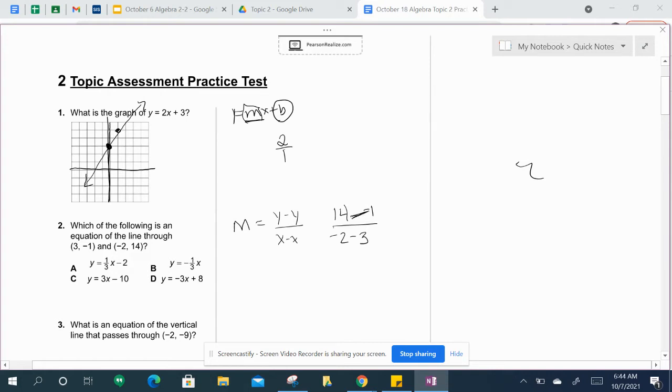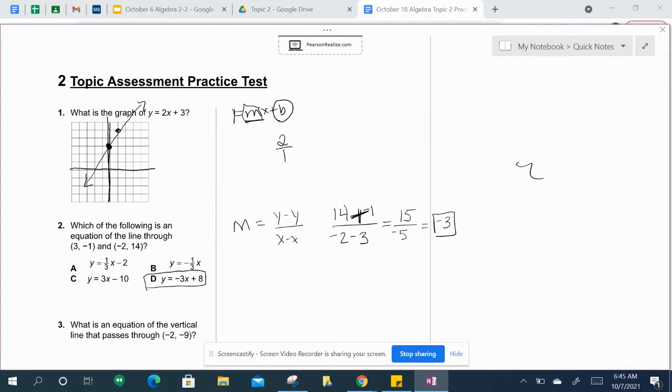When I see a double negative together, I'm going to clean that up by making it a plus. And so 14 plus 1 becomes 15. And then -2 minus 3 becomes -5. And then anytime I have a slope, I want to simplify if I can. So 15 divided by -5 gives me a slope of -3. Now, on this particular problem, when I come over and look at my answer choices, there's only one that has a slope of -3. So I can feel pretty confident that that is my choice.